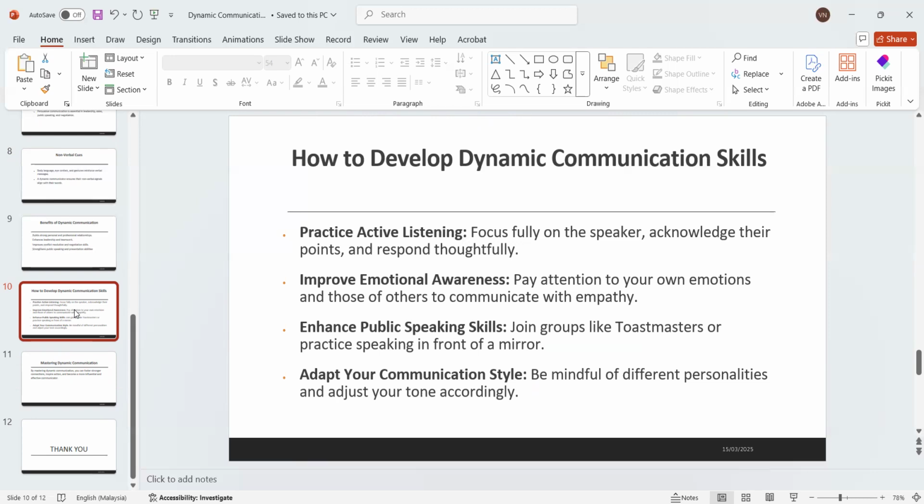You can join groups like Toastmasters or practice speaking in front of a mirror or even a computer, like what I often do. And 4, you adapt your communication style. You must be mindful that there are different personalities in the audience, and you must adjust your tone accordingly.